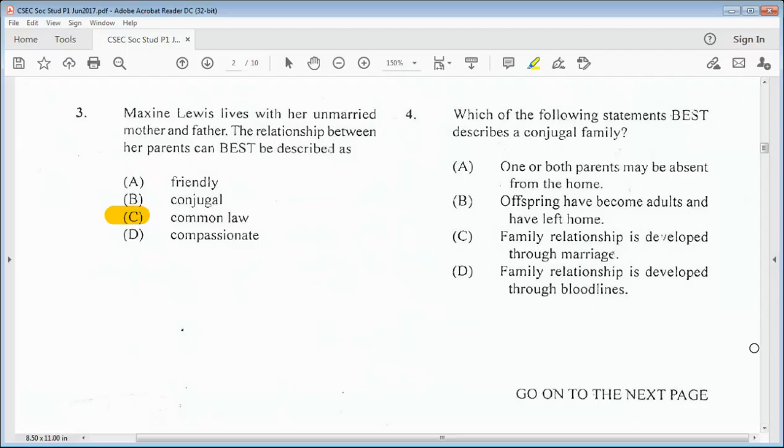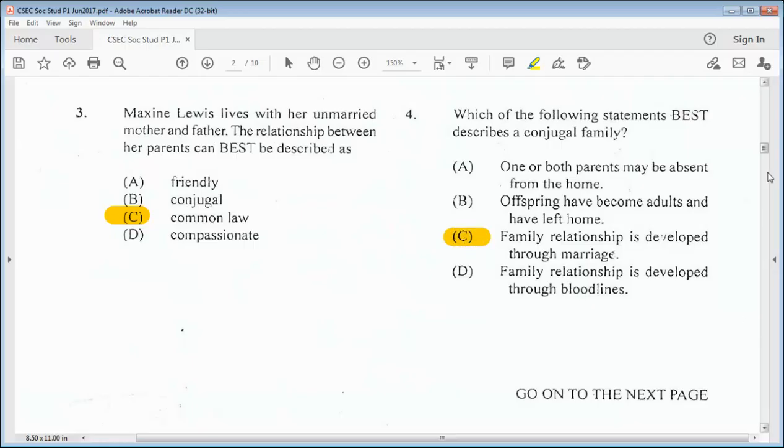It says, which of the following statements best describes a conjugal family? A, one or both parents may be absent from the home. B, offspring have become adults and have left home. C, family relationship is developed through marriage. D, family relationship is developed through bloodlines. So we know conjugal has to do with marriage. So right away we could discern that our answer would be C, family relationship is developed through marriage.